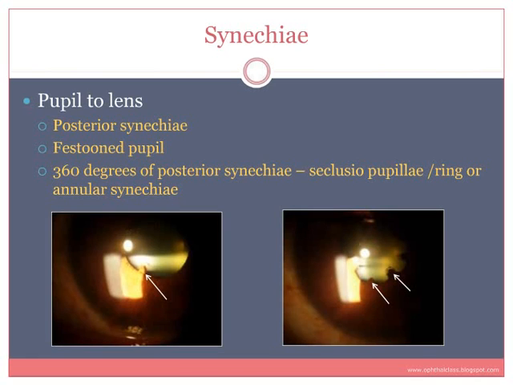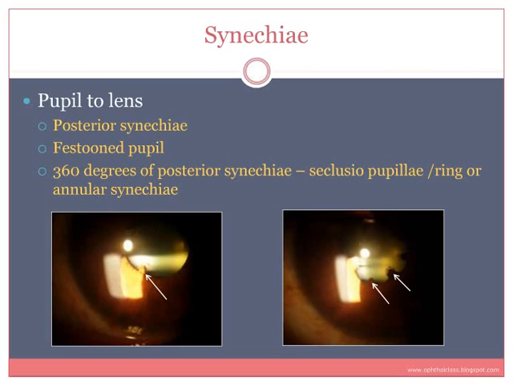In these photos, you can see posterior synechiae. In the right photo, there are multiple posterior synechiae. When a pupil dilates, the areas of posterior synechiae, if they are permanently adherent, will not dilate. But the areas in between the synechiae will dilate. This gives rise to an appearance of the pupil called a festooned pupil. When the pupil is adherent to the lens in all the 360 degrees, this is called a seclusio pupillae.